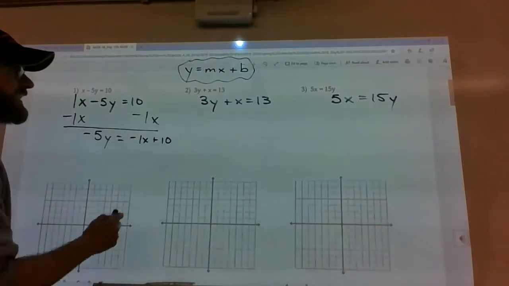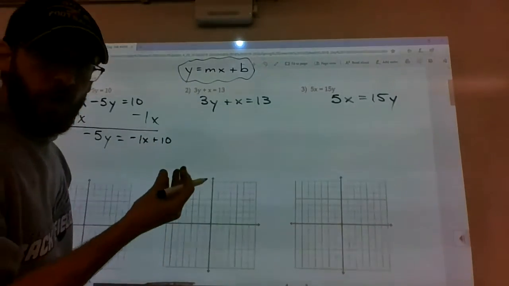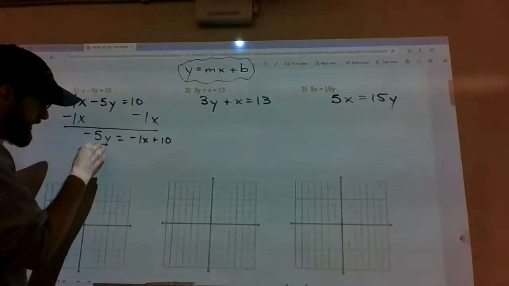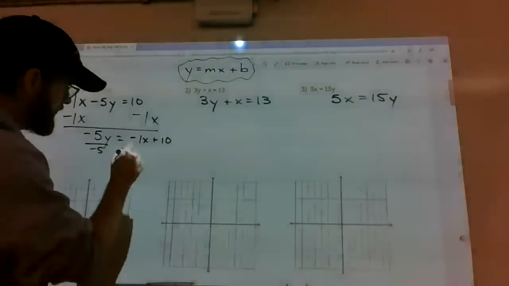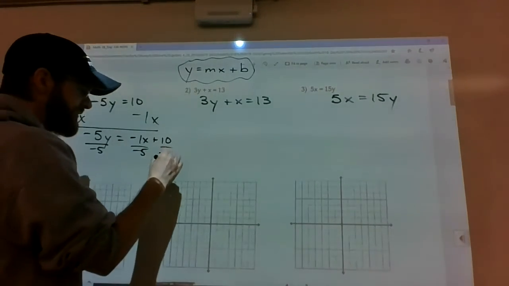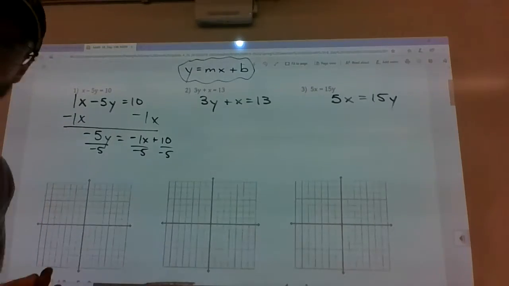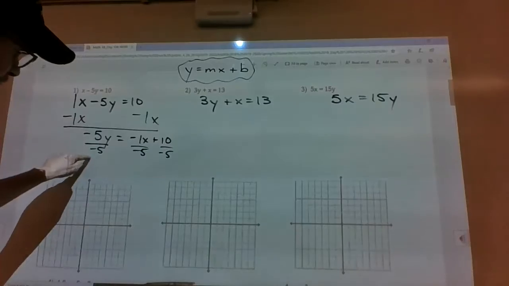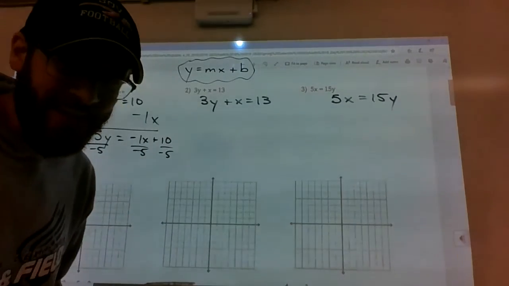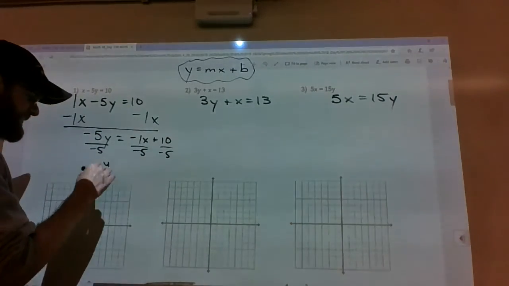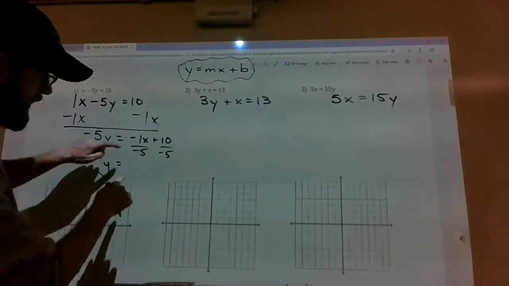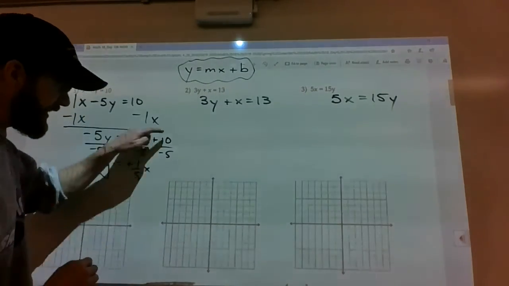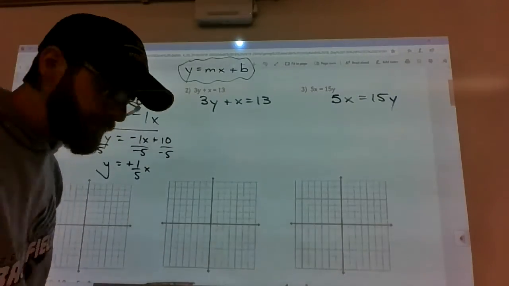Okay? And now I need a clean y. Negative 5y is not a clean y. I divide by negative 5 to make that happen. Divide all parts by negative 5. By the way, you see how I didn't drop the negative here? Don't drop the negatives. So then y is equal to negative over a negative is a positive 1/5 x, and then 10 over negative 5 is minus 2.